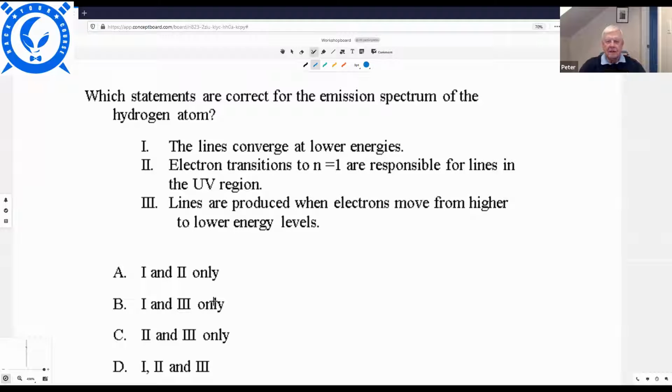All right. 57% said C, which is the correct answer. B, unfortunately, is not correct. Let me explain why.